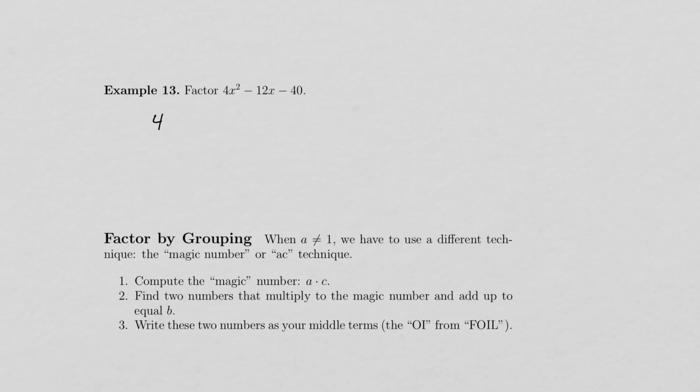But is there a greatest common factor that I can factor out of each term first, right? That's what we first looked at earlier. We should do that if we can, right? So in this case, yeah, a 4 is common to every term there. So I can factor out a 4, and I'm left with x squared minus 3x minus 10.